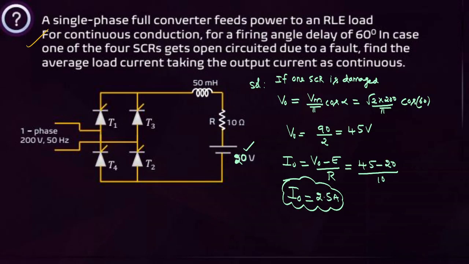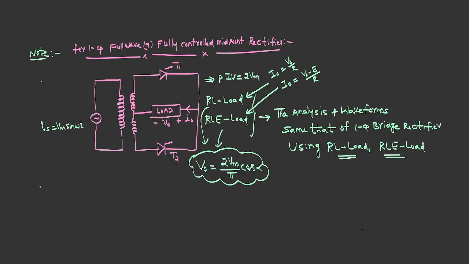This is the RLE load case. Here it is asking what is the average output current if one of the SCRs gets damaged, open circuited. If one of the SCRs is damaged, V0 equals Vm by pi into cos alpha. Then V0 equals 45 volts. Then I0 equals V0 minus E by R, which is 2.5 ampere. That you have to concentrate on.